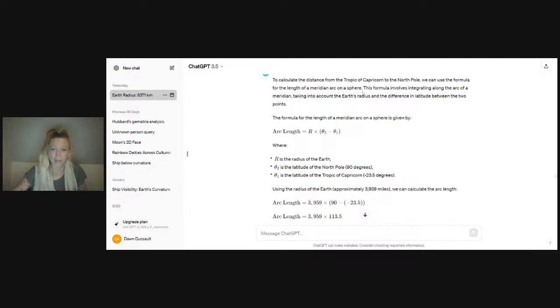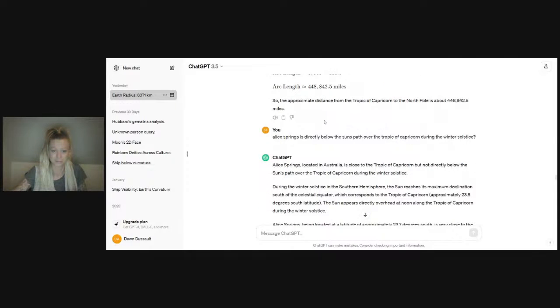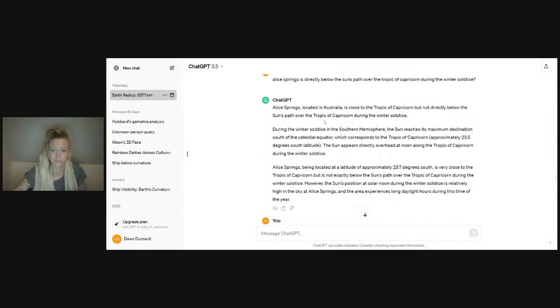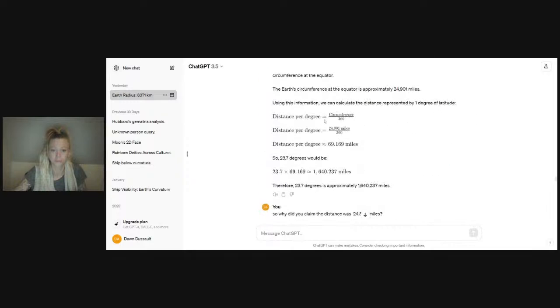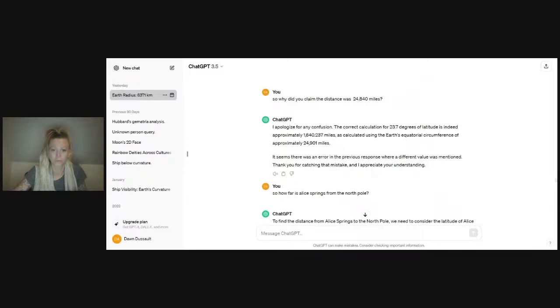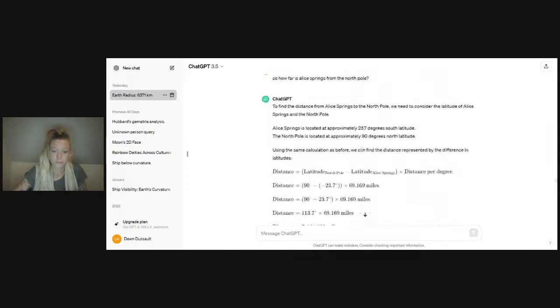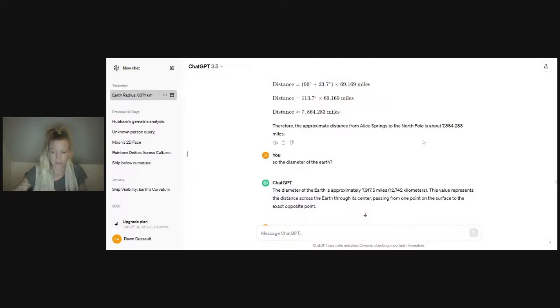To calculate the distance from the Tropic of Capricorn to the North Pole, we can use the formula for the length of a meridian arc on a sphere. Again, overcomplicating things. Claiming that the distance is 24,840 miles. Because I asked if Alice Springs is 23.7 degrees latitude, and then it says less than 8,000 miles.